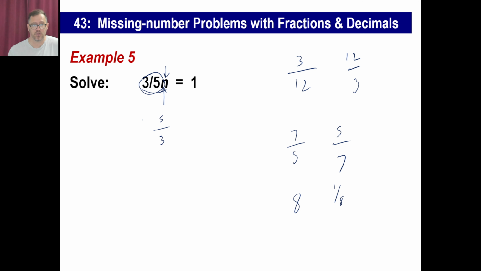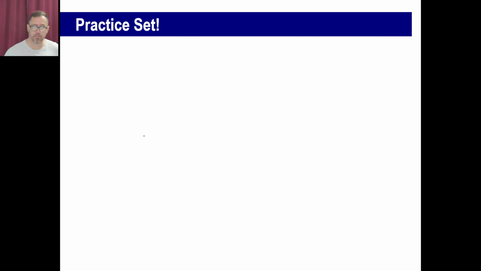You can check this if you want. 3/5 times 5/3 should equal 1, and of course it does. 3 times 5 is 15, and 15 divided by 15 is 1. Boom, there you go. Okay. All right. Try the practice set. Oops, I gave away that answer. There are not too many of these, but let's go one at a time. And it's on page 229 to 230.